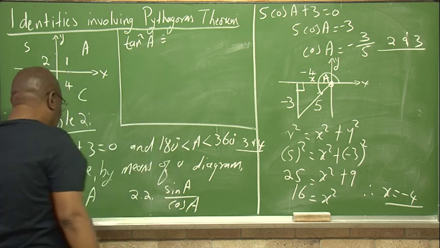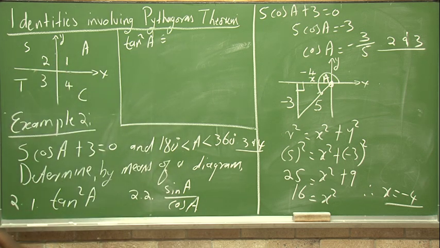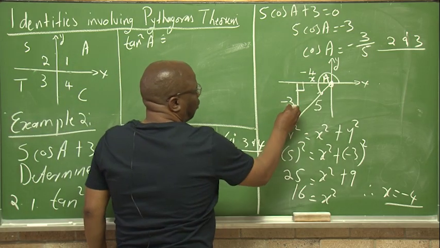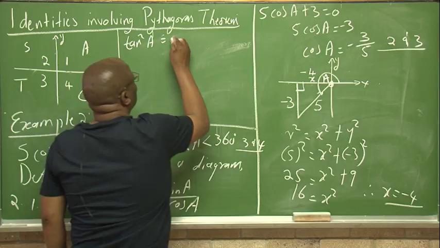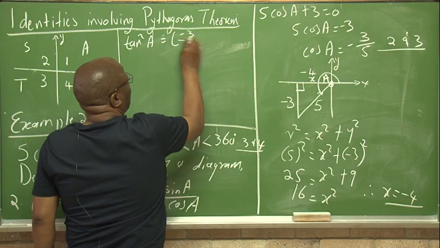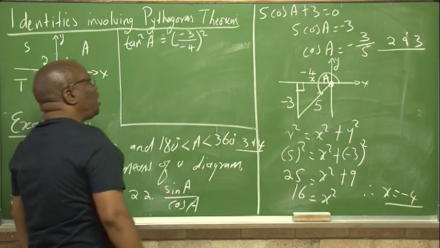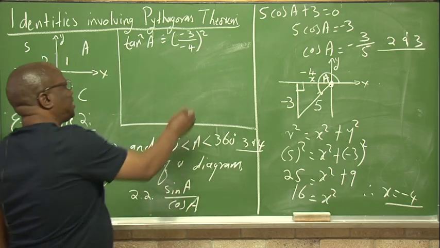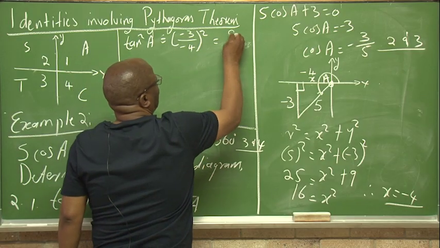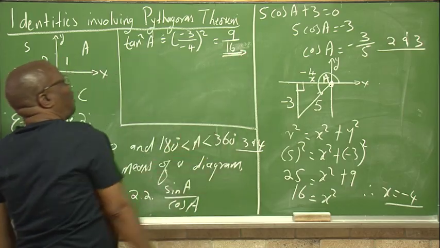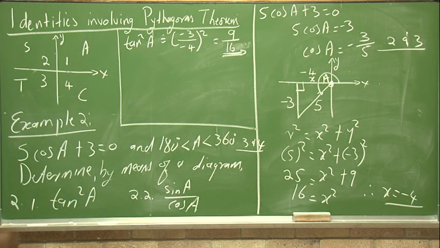Tan squared A, let's check. Tangent by definition is opposite over adjacent. Go to your diagram. Here is A, opposite over adjacent. It will be -3 over -4. Because it's squared, you square that ratio. When you square it, the answer will be 9 over 16. So that will be our answer: tan squared A is 9 over 16. Let's check the second one.